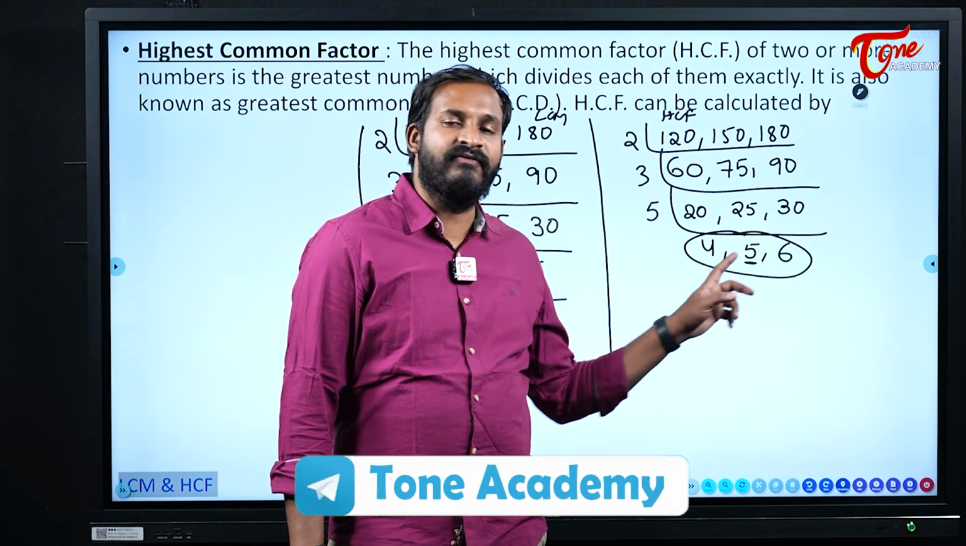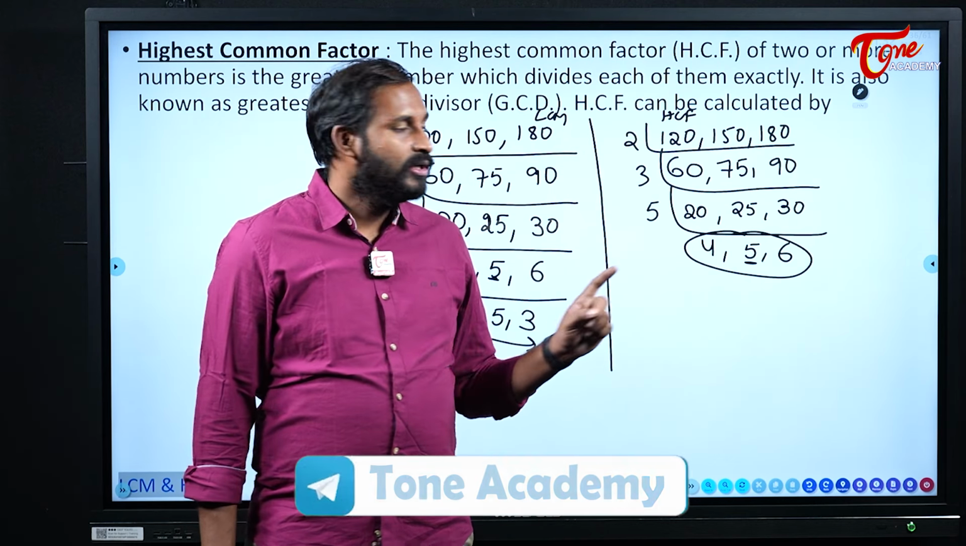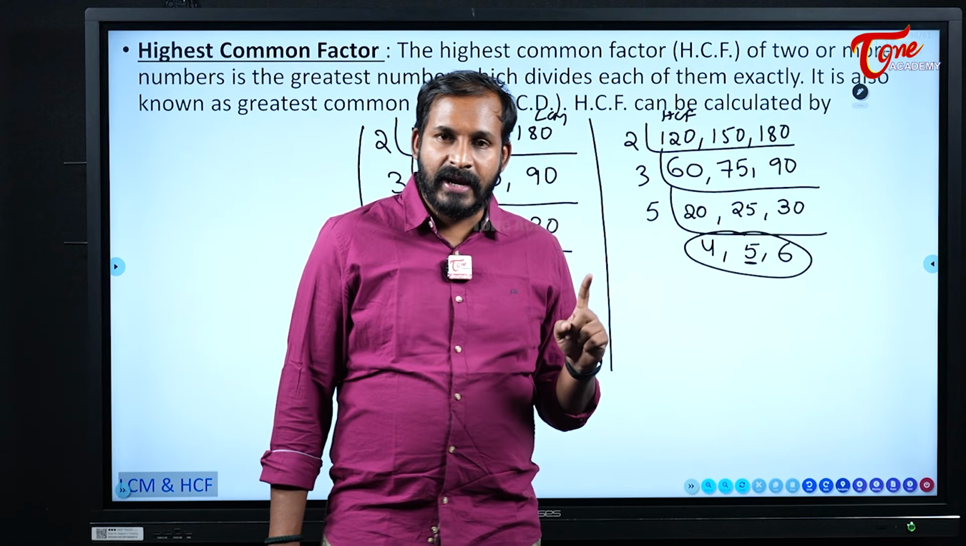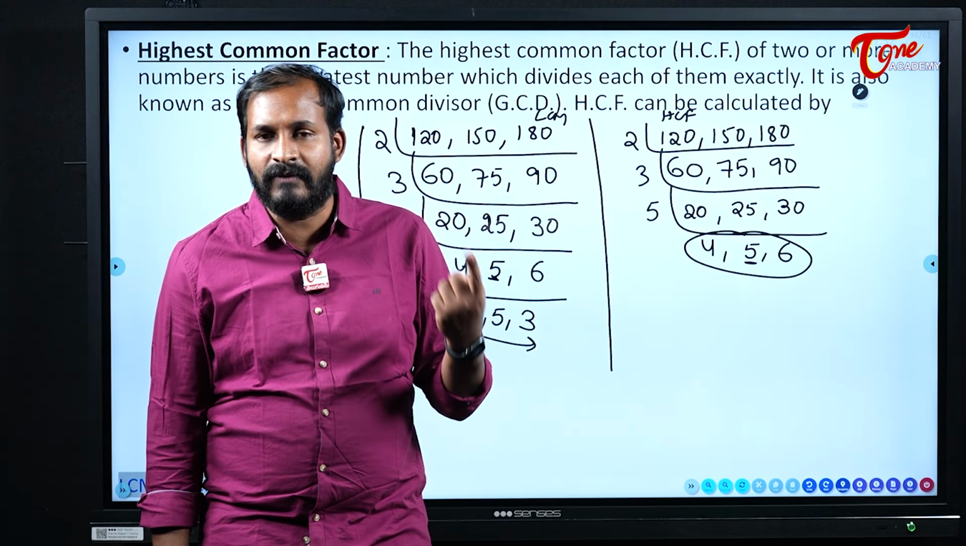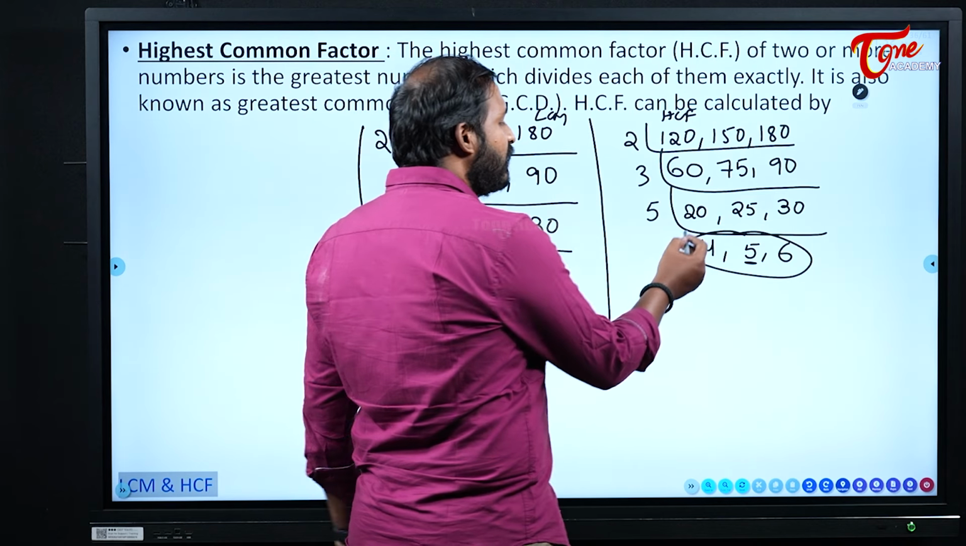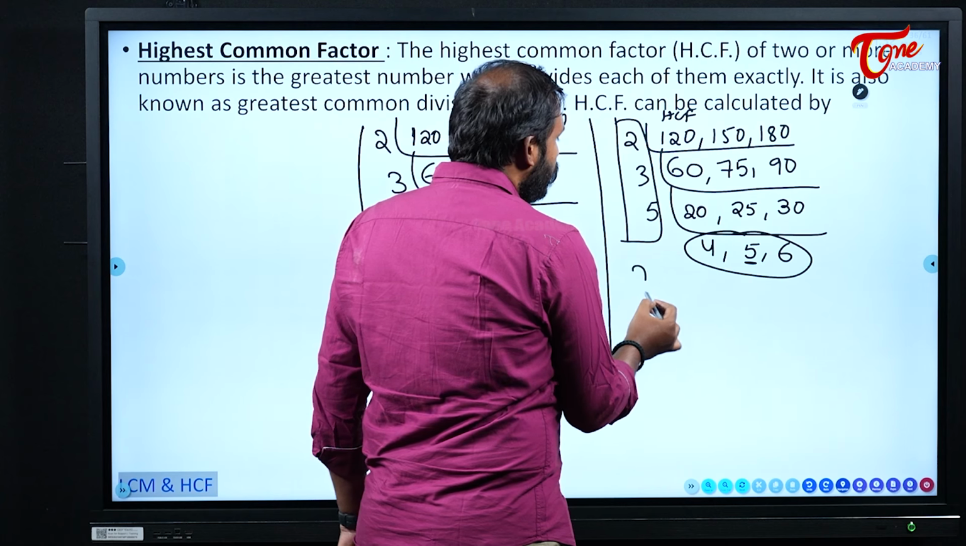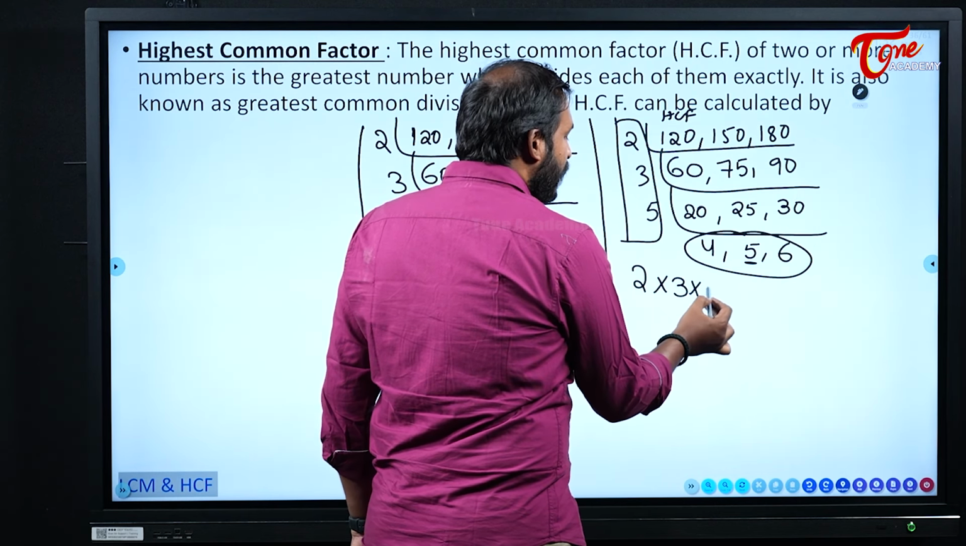Why? Because the common factor for all the 3 together is 1. Don't take 4 and 6. You should take all the 3. In this set, I have a prime number, right? So, obviously, their HCF will become 1 and they will become co-prime. So, I need to stop my process here itself and my HCF here becomes only 2 into 3 into 5.